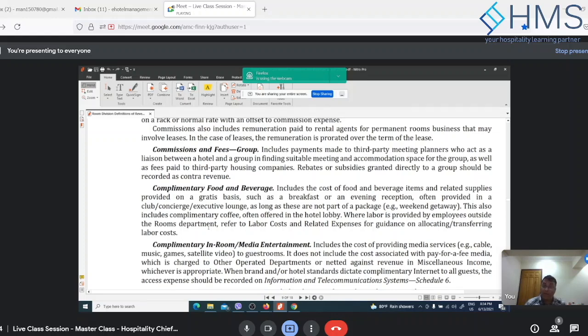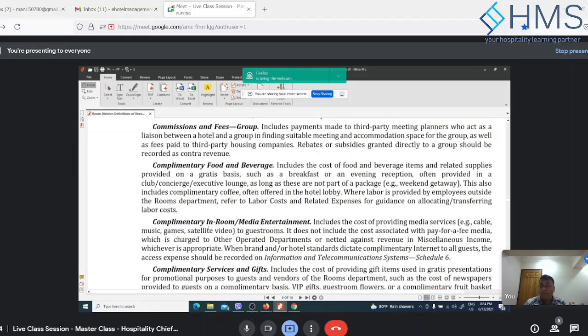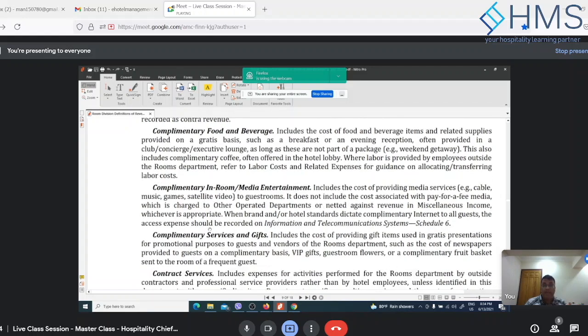But for accounting purposes, to provide clear data in the future, you may want to create separate details, because there is just one ledger account. Otherwise, in the future, you may not know what was the cost of breakfast, what was the cost of evening snacks, or what was the cost that you are giving away as a part of your complimentary benefits. So it includes the complimentary coffee and tea as well. Now, complimentary in-room media is mostly the TV channels or cable TV in rooms.